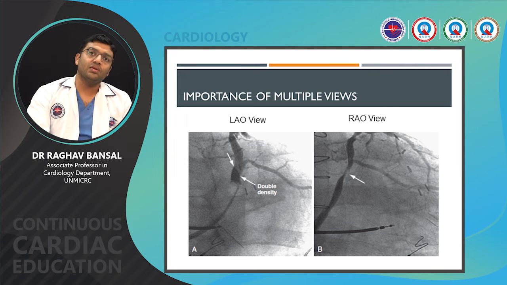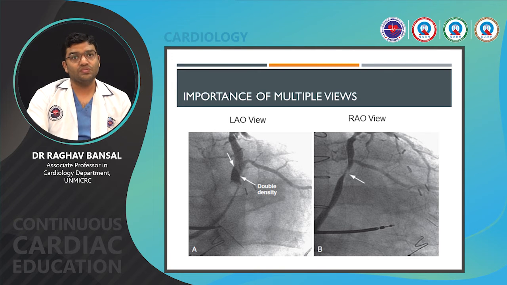However, when you see the RO view, there is a significant stenosis in that CS segment which is not clearly seen in the LO view because of the foreshortening, and this stenosis needs to be tackled before the delivery system can be pushed into the appropriate target vein.